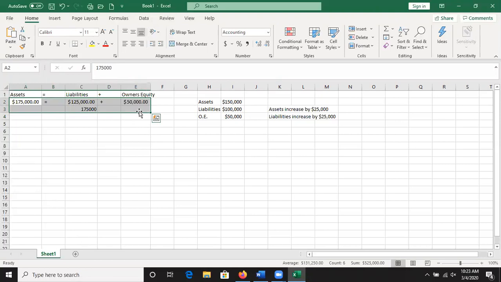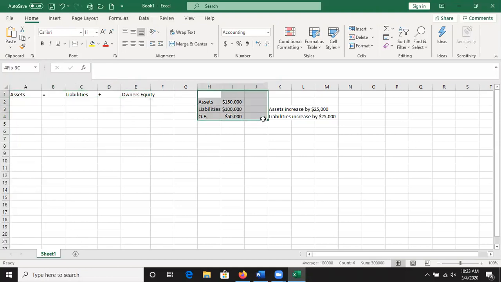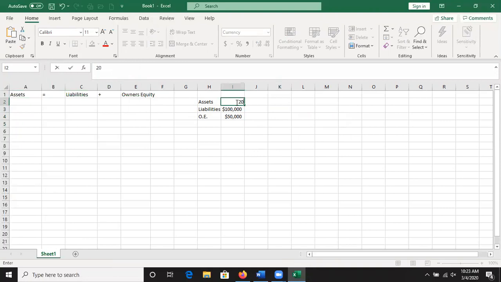Now it could also tell you only limited information, and I think that's part of what a homework assignment is this week. It might tell you assets are 200,000, liabilities it doesn't give you, and then owner's equity is 75,000. And what it wants is it wants you to basically do algebra and figure out what would liabilities be.